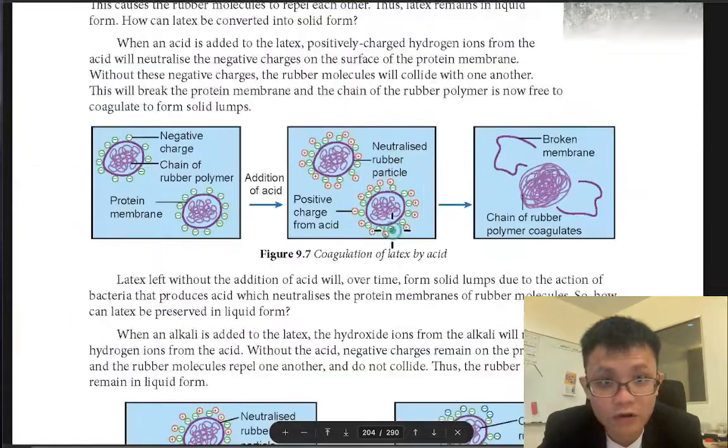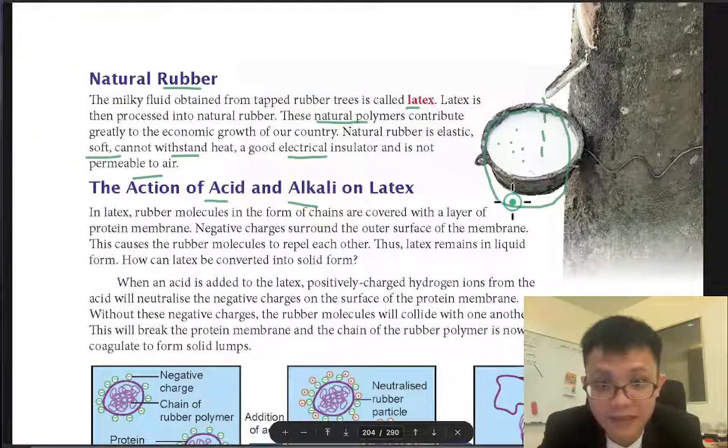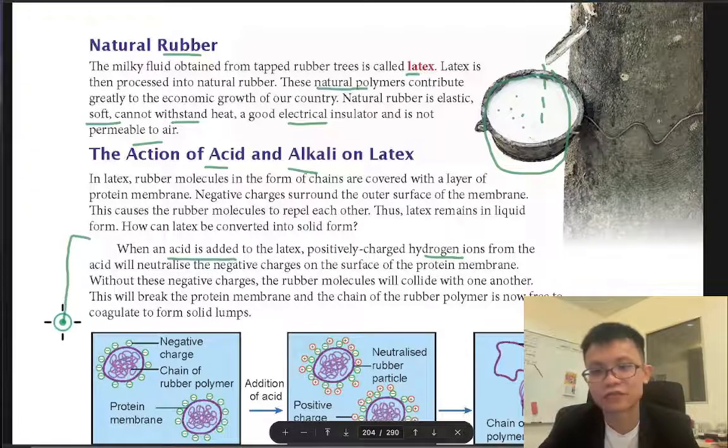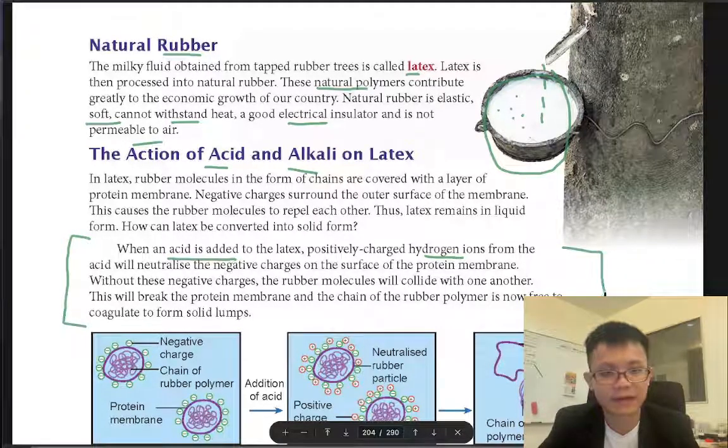Okay, first it is water, then it will become like jelly because acid is added to the latex. It will form hydrogen ions. Acid will neutralize the negative charges of the protein membrane. This will break the protein membrane so the polymer chains are free enough to coagulate to form a solid lump. So, how to explain this thing? It's a huge topic, but let me try to tell you like a story.